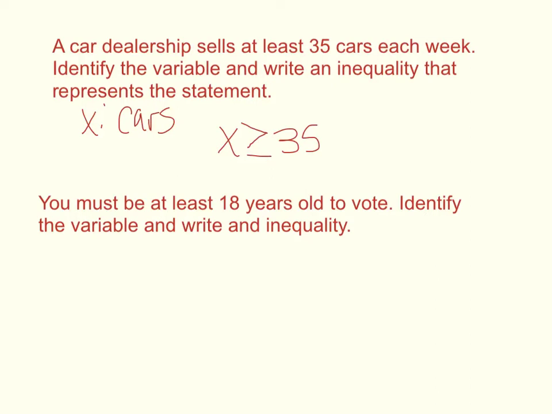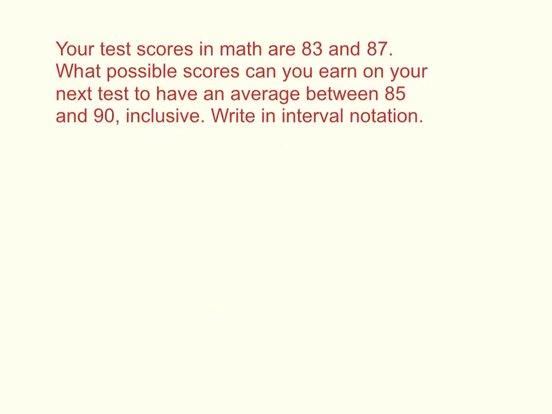All right, next one. You must be at least 18 years old to vote. So we have x, which is age, and then we have x and 18. And what do we know about 18? Is that the smallest number or the largest number? Well, it's the smallest number, so I know I have the greater than symbol again. And can I be 18 and vote? Yes. So x is greater than or equal to 18. All right, so the next ones.